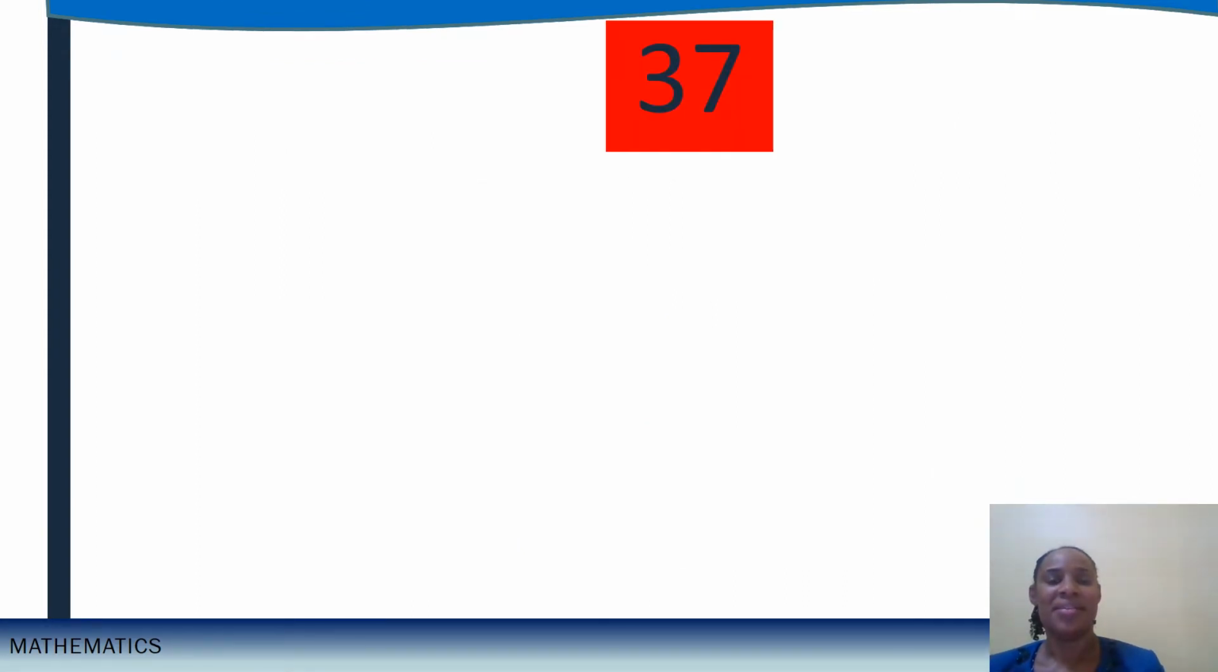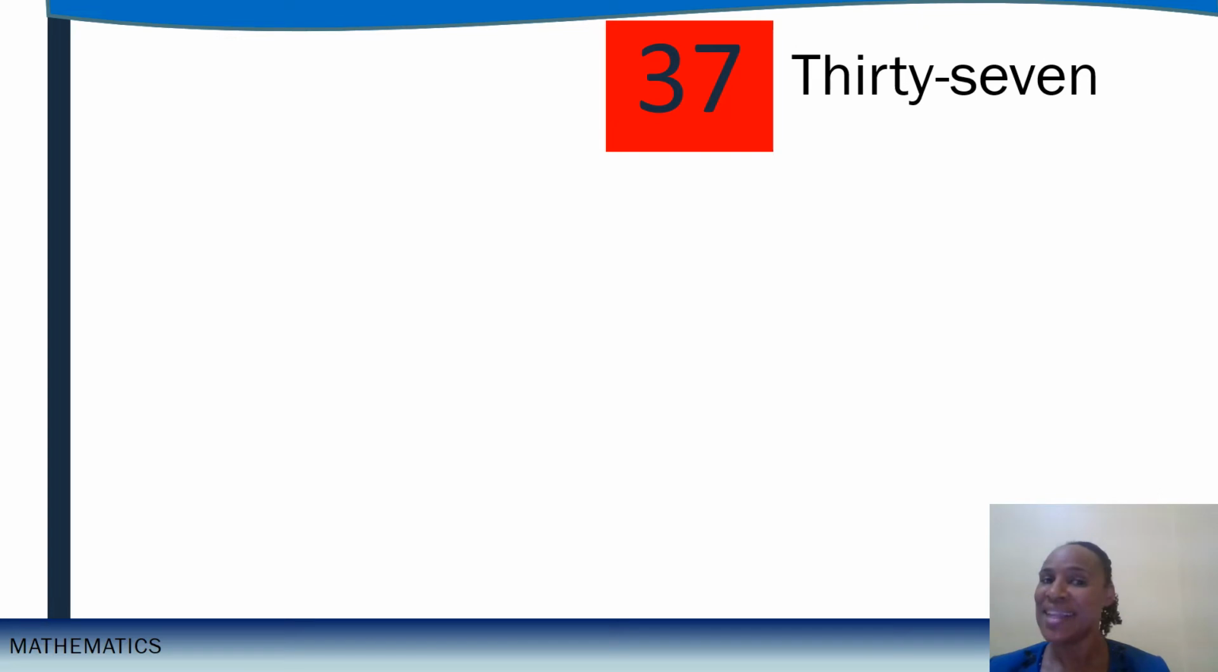Boys and girls, look at this number on the screen and tell me its name. Amazing! Did you say 37? That is correct. Now, boys and girls, I want you to look at how we can use base 10 blocks to represent the number 37.